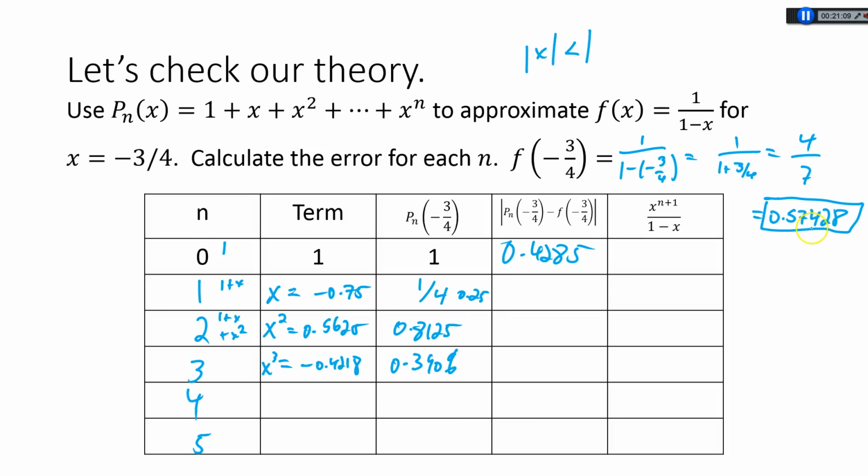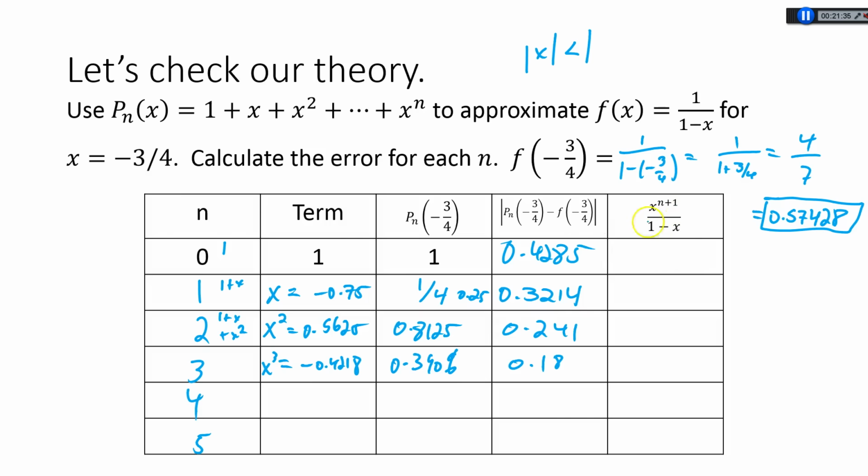0.25, the distance away from 0.57, is 0.3214. And 0.8125, that is a distance of 0.241. This one is a distance away of 0.18. And you can see our error is getting better as we go, which we expect, right? We know the more terms we use, the better it should be. Now, the amazing thing is that this is exactly this value.